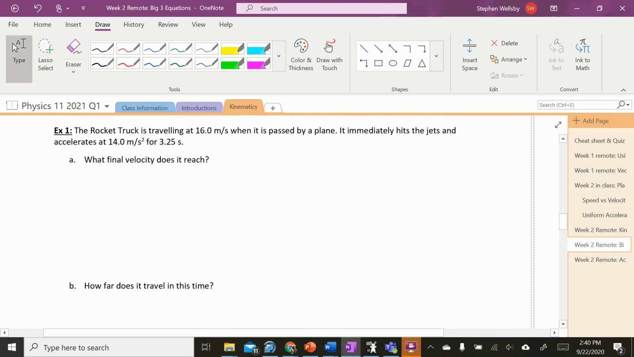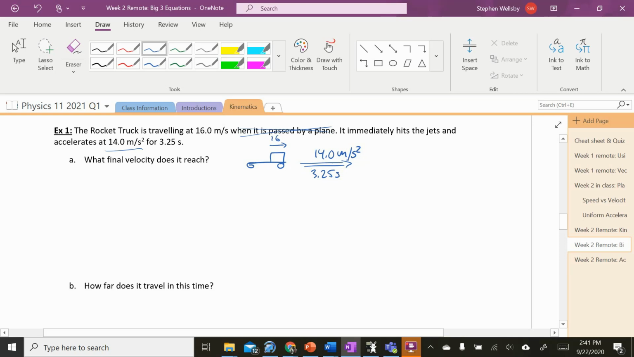Okay, so hopefully you have paused the video and you've given this a try. Here we go with the problem. We've got a truck that's traveling at 16 meters per second. Some event happens, and I'm not too concerned with what the event is. Traveling at 16 meters per second, it hits the jets and accelerates at 14 meters per second squared for 3.25 seconds. So I've got this truck moving along, initially going 16, and then it hits the booster and goes up at 14 meters per second squared, for 3.25 seconds.